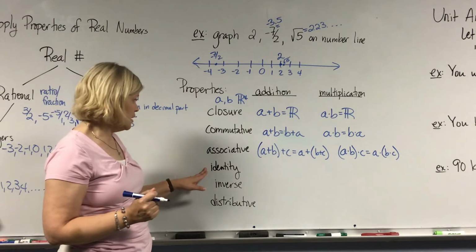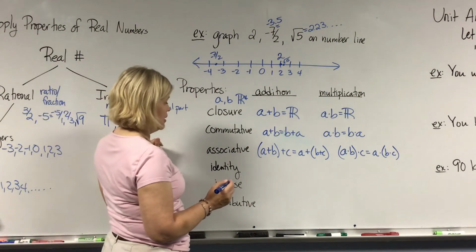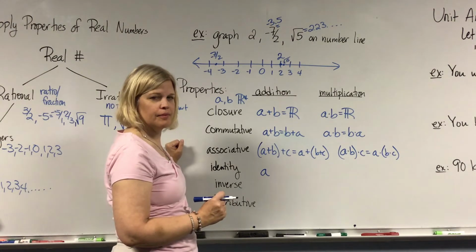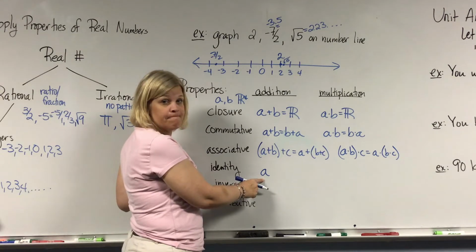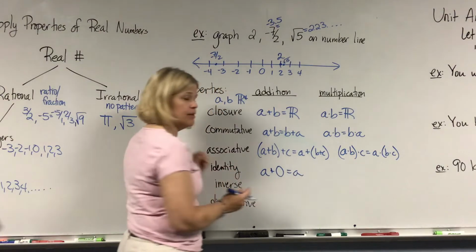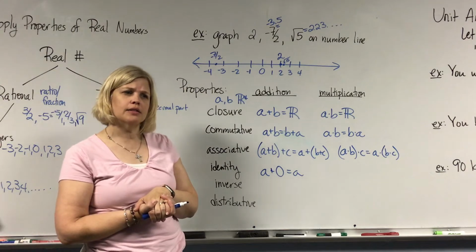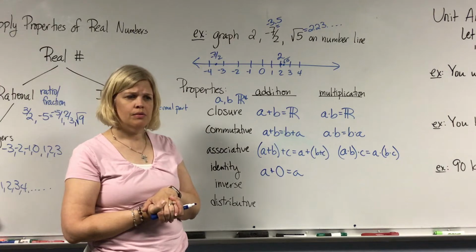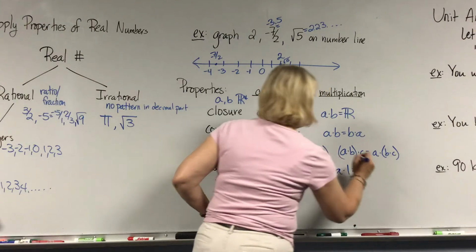Identity is a little different. For the identity for addition, what number can you add to A so that it stays A? Well, that's 0. In multiplication, what number can I multiply by and it stays the same? If I multiply by 0, it always becomes 0. Have you come up with it? It should be 1.